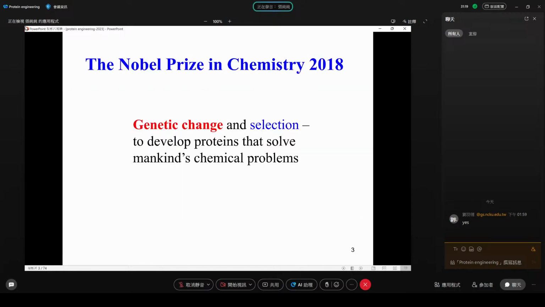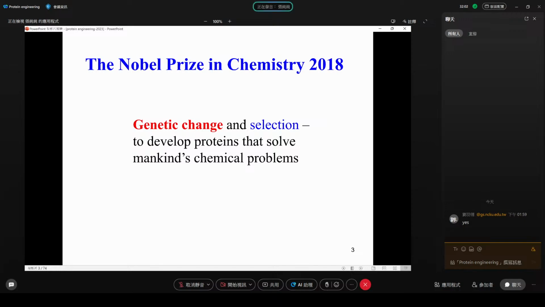Okay, so synthetic biology or protein engineering, this field was awarded the Nobel Prize in Chemistry in 2018 because of the work of three remarkable scientists in this field. They basically contributed genetic change and selection to develop a new technique for protein engineering that solved a chemical problem for mankind. So I will share their work with you later. Then you will understand more about how synthetic biology and protein engineering contribute to biotechnology.